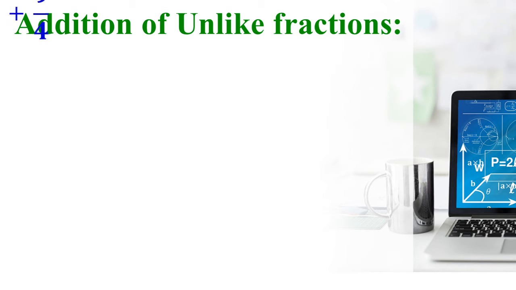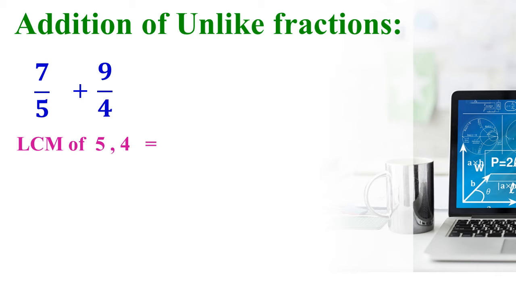Okay, so the given fractions are 7 by 5 plus 9 by 4. We first find the LCM of both the denominators, that is the LCM of 5 and 4, which comes out to 20. Now we will multiply both the numerator and denominator of the given fractions by a suitable number so that the denominator of the resultant fraction becomes equal to the LCM of the denominators.